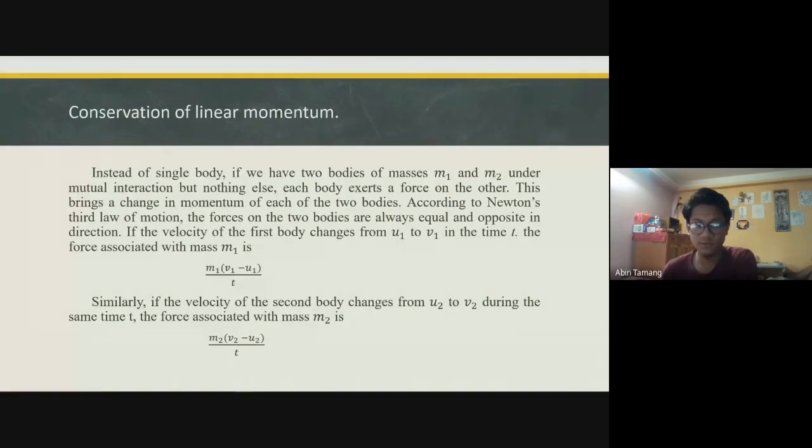According to Newton's third law of motion, the forces on the two bodies are always equal and opposite in direction. If the velocity of the first body changes from u1 to v1 in the time t, the force associated with mass m1 is m1 times (v1 minus u1) divided by t. Similarly, if the velocity of the second body changes from u2 to v2 during the same time t, the force associated with the mass m2 is m2 times (v2 minus u2) divided by t.